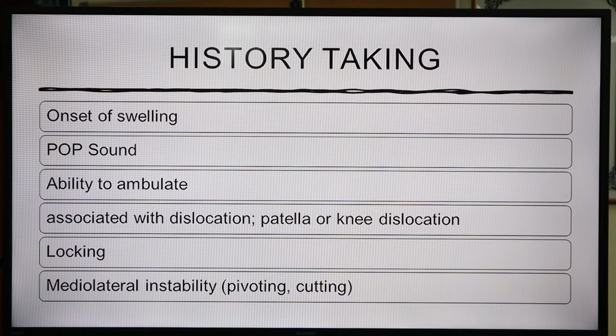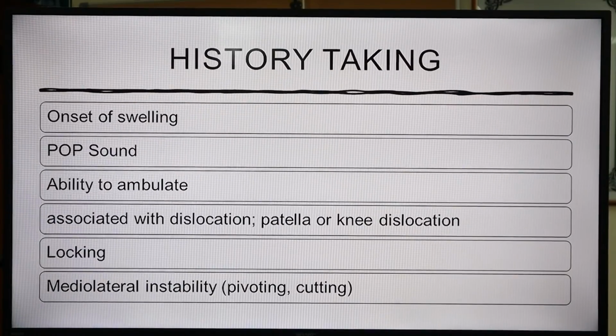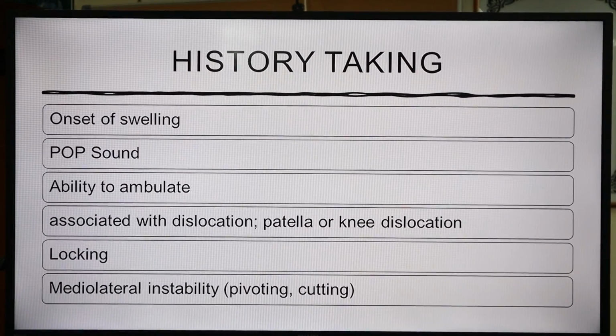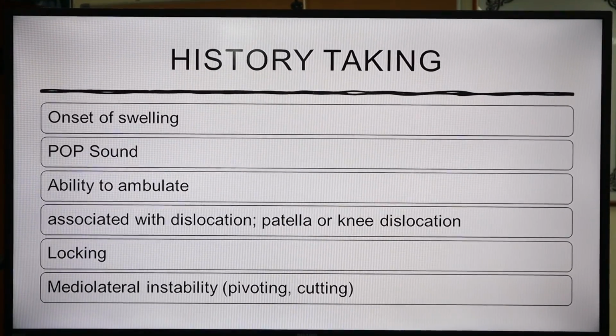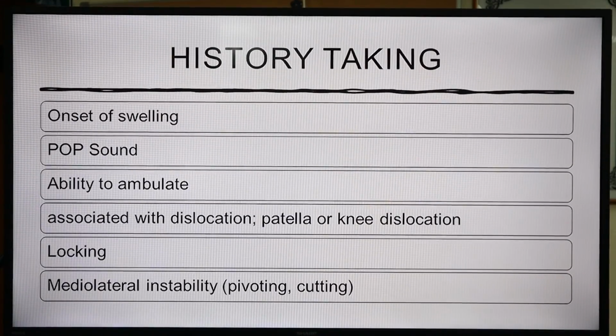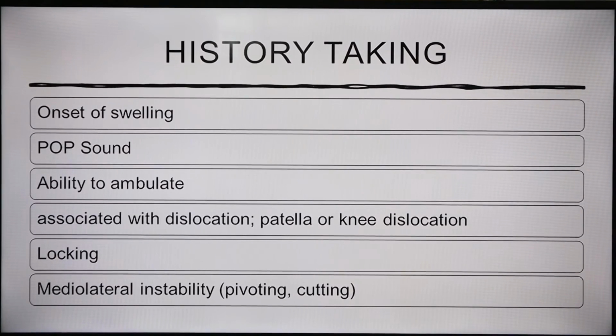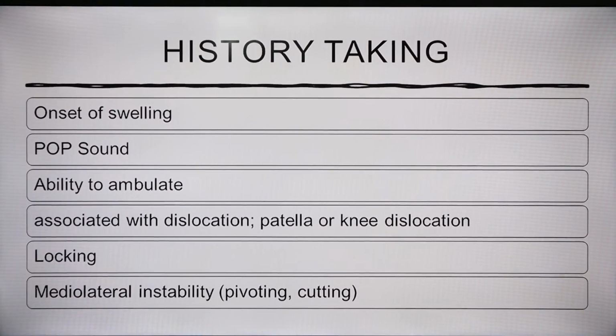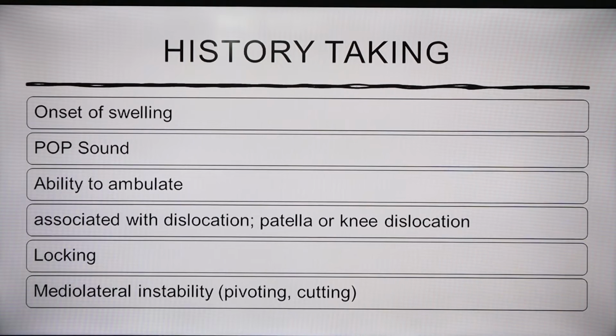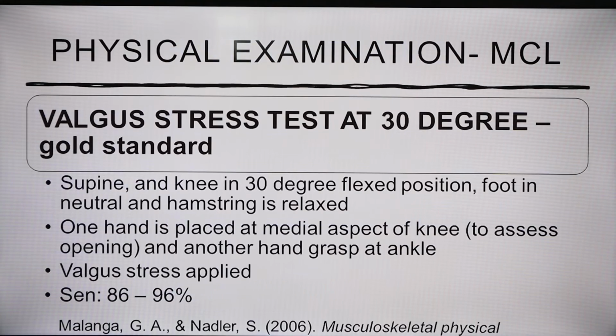Locking. It can be locking or pseudo-locking. In the knee dislocation, an MCL tear is the least of concern. Yes, MCL tear is the least of concern. PCL, ACL. And then the instability. The most common instability reported is medial lateral instability, where you need to do pivoting or cutting in isolated MCL.